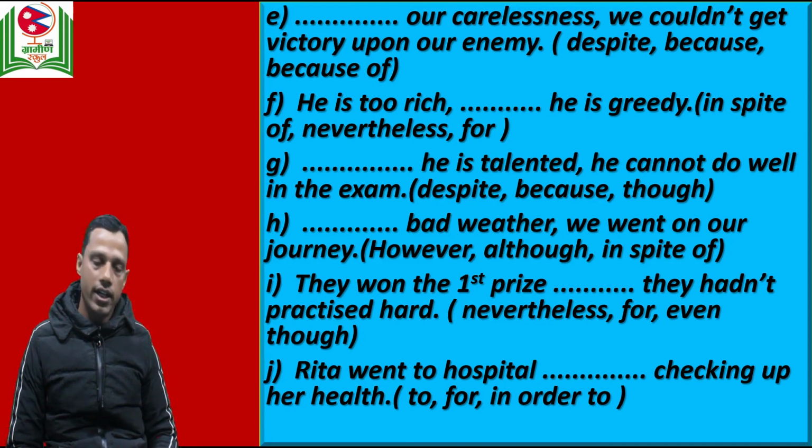Now, number J, we have the sentence, Rita went to hospital, checking of her health. We have the ing form of a verb after the blank space, so you can easily guess the right option. Can you tell me? Yes, you are right. The option for, F-O-R, is suitable here. Let me repeat this. Rita went to hospital for checking up her health.